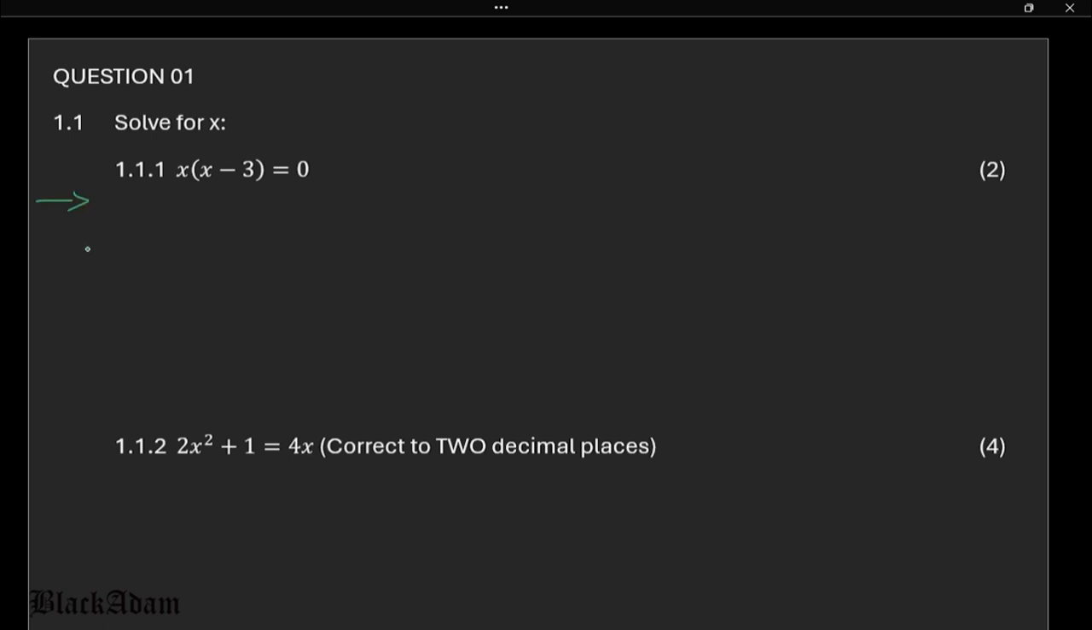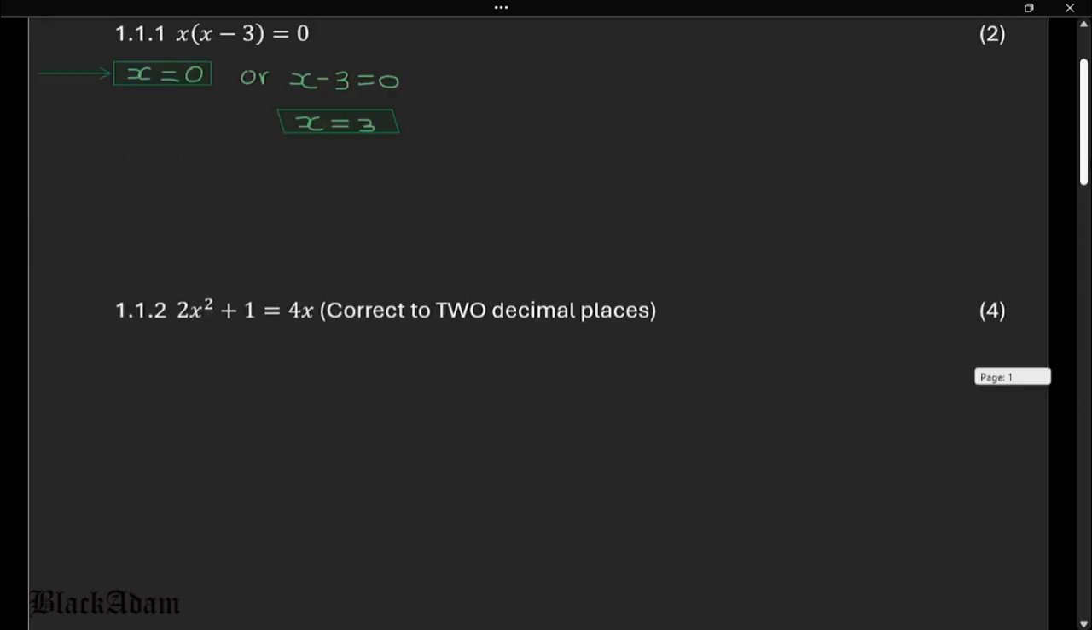Welcome to maths class, and you have to solve for x, question 1.1.1. So x is equal to 0, or we have x minus 3 is equal to 0, and that means x is equal to positive 3. So those are the answers, 2 marks for that.